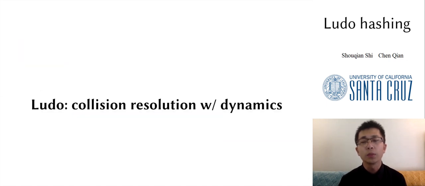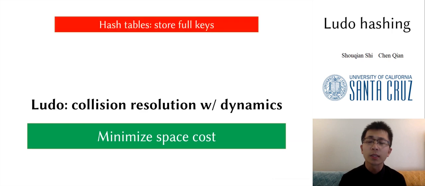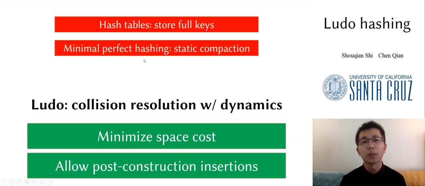We propose Ludo hashing, which resolves the key collision perfectly and supports changes of the key set. Ludo costs less space for the key-value lookup by storing the minimal information to resolve the key collision, instead of storing the full keys as done in hash tables. Besides, Ludo allows fast insertions after construction, as opposed to the static minimal perfect hashing.